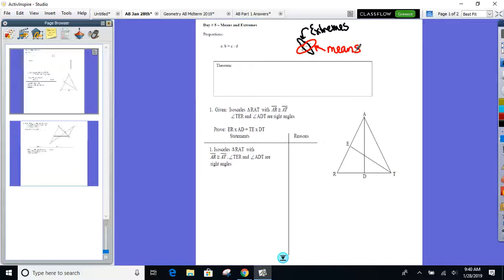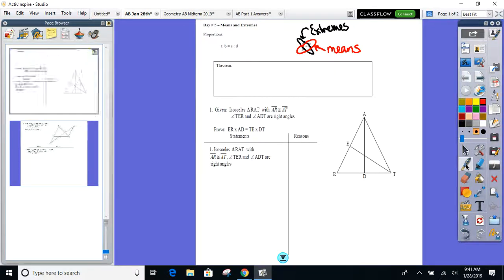How you remember that, I'm not too sure. I've heard kids say, especially for the extremes, you're going downhill, extreme downhill, racing, skiing, however you want to remember where the extremes and the means are. The extremes are going downhill, left to right. The means are going uphill, left to right.